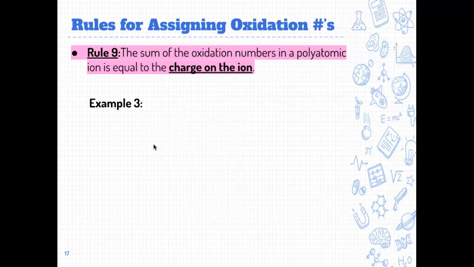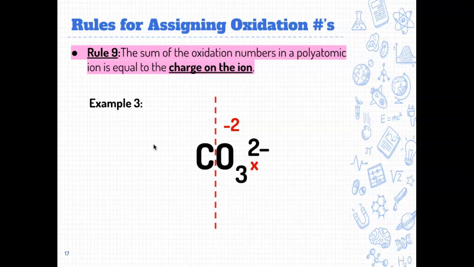And then example number 3, we have carbonate. Again, oxygen's -2. -2 times 3 is -6. This has to add up to a charge of -2. So if this side is -6, then this side has to be +4. Because -6 plus +4 would give you -2. There's only one carbon, so 4 divided by 1 gives me an oxidation state of +4 for carbon.